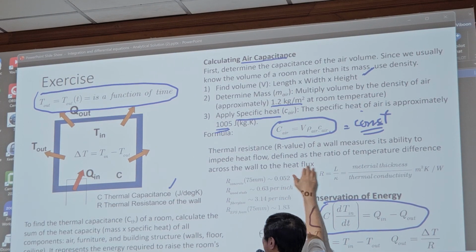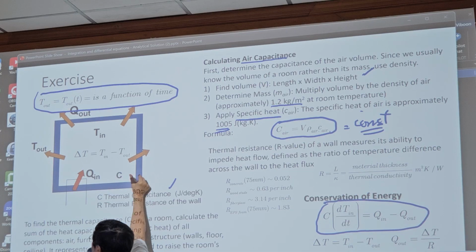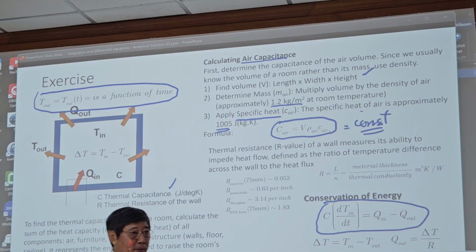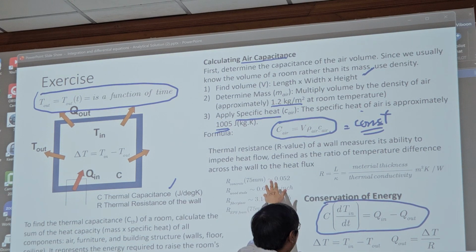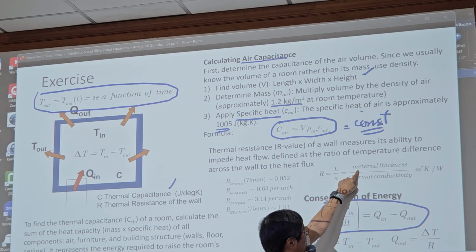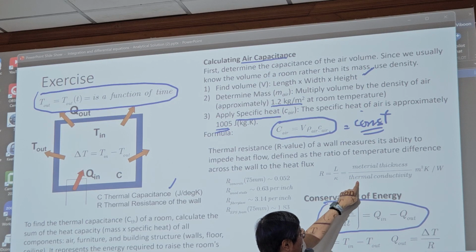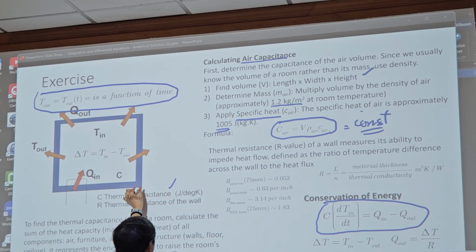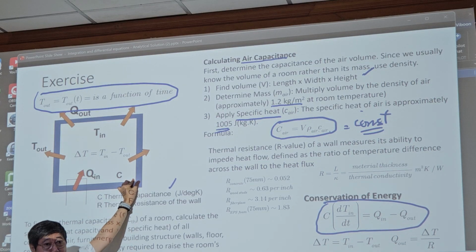Okay, next, wall insulator. The insulator of the wall is actually the material thickness divided by thermal conductivity, the thermal conductivity of the material. Okay, this one. You see?